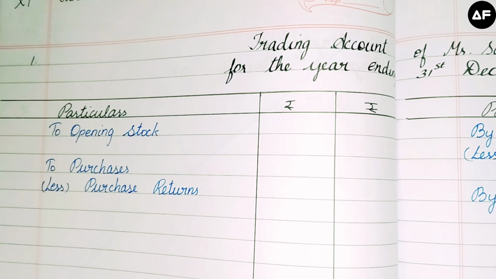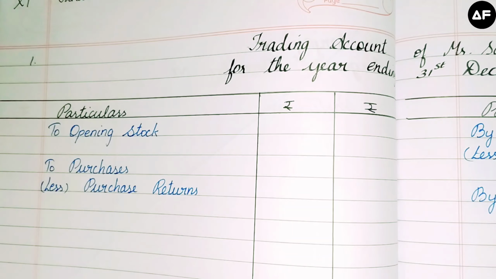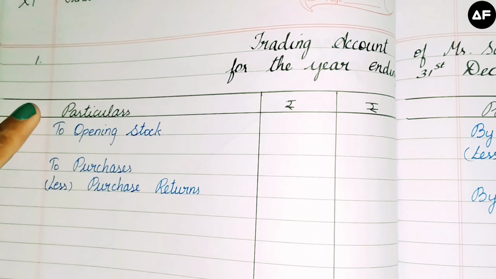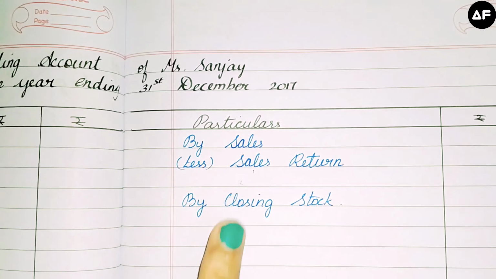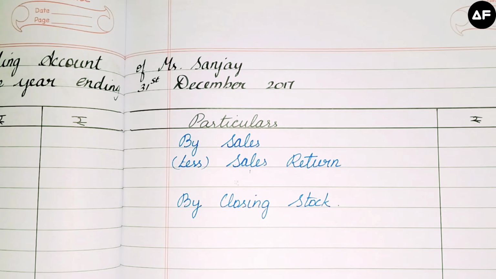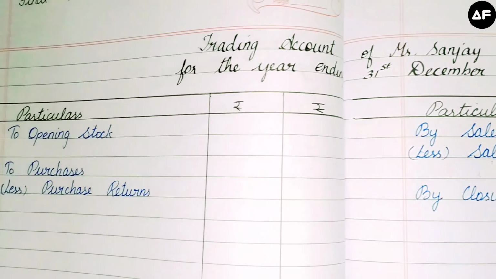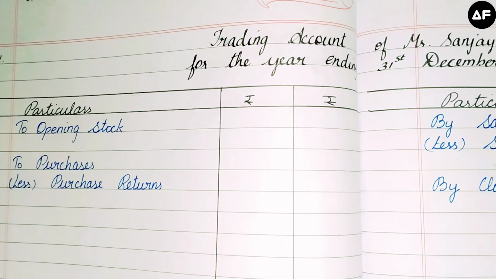When we go through the sum, we come to know whether we have returns or not. If we have returns, we are going to include less purchase return or the sales return. So the first 2 items on the debit side are opening stock and purchases. And on the credit side, we have sales and closing stock. These are the 4 basic items which we have to write in a trading account when we start the account. So in this sum, according to the items given in the problem, let's fill it into this particular format.